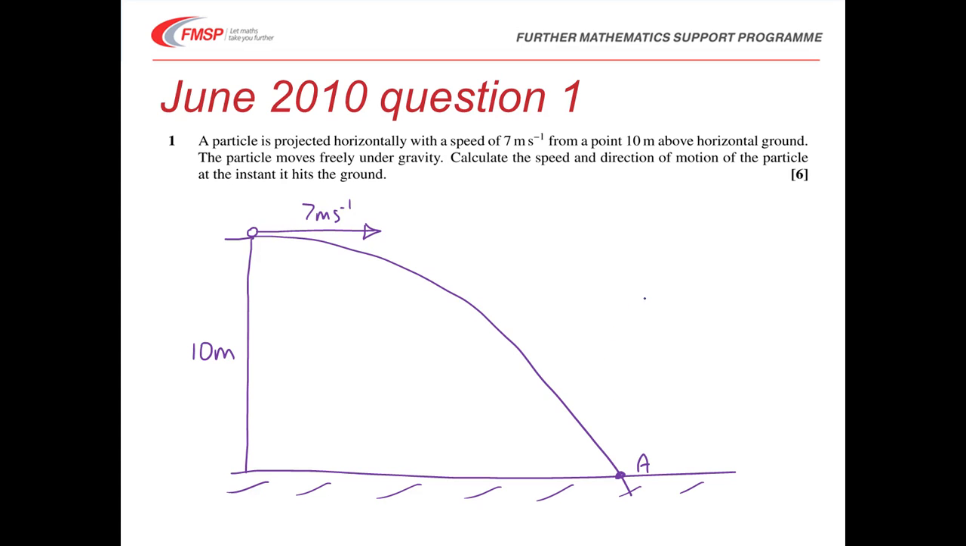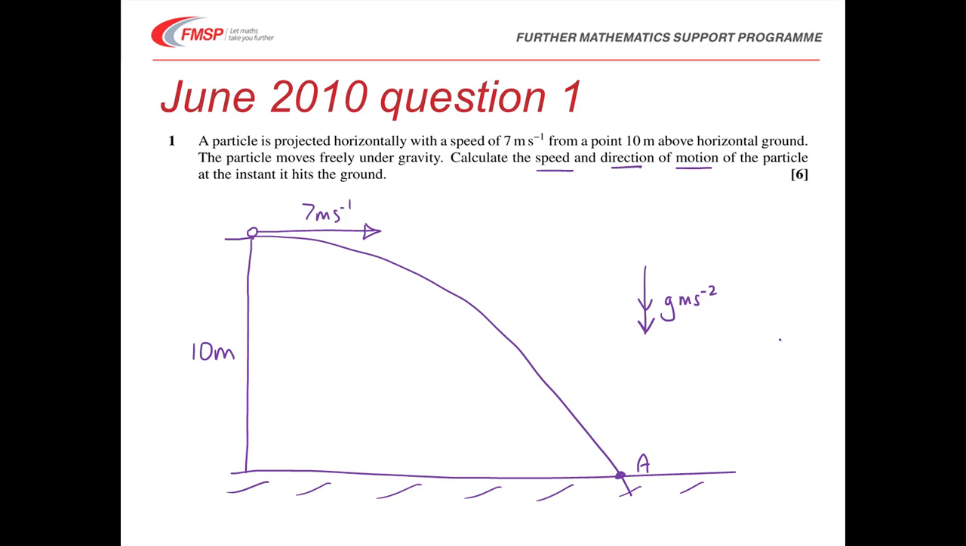and we're told the particle moves freely under gravity. So the only acceleration is that due to gravity downwards. We're asked to find the speed and direction of the motion, in other words of the velocity of the particle at the instant when it hits the ground.